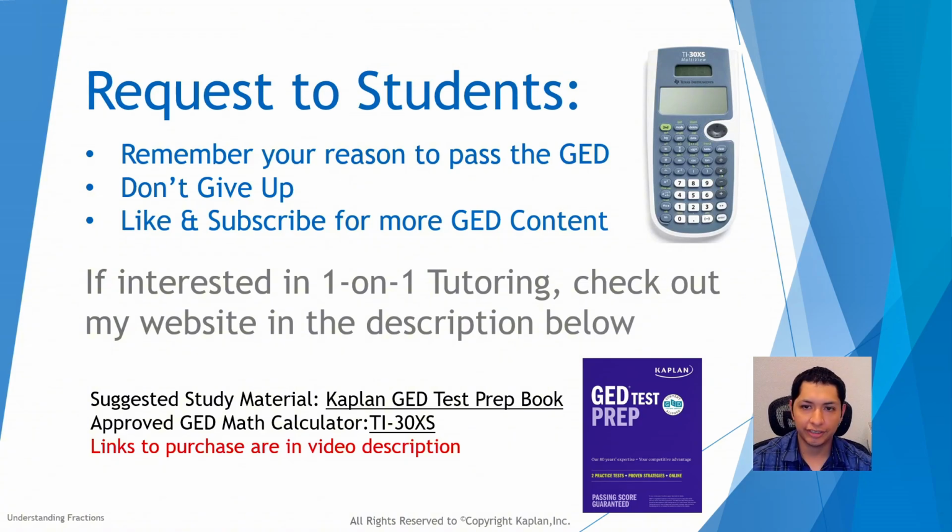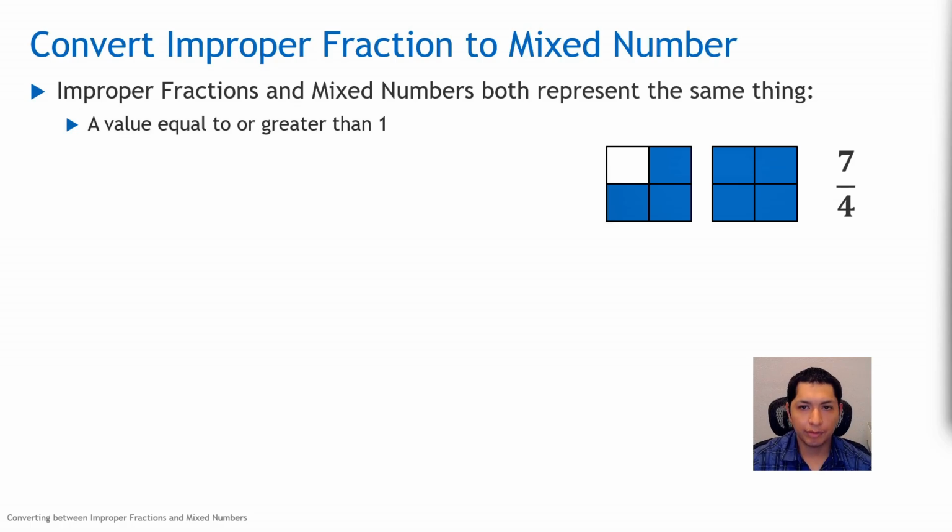All right, let's get started. We'll start by converting an improper fraction to a mixed number. As a reminder, an improper fraction and a mixed number both represent the same thing: a value equal to or greater than 1.